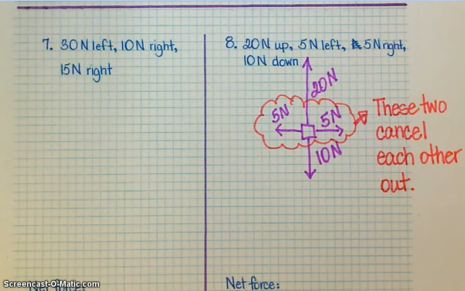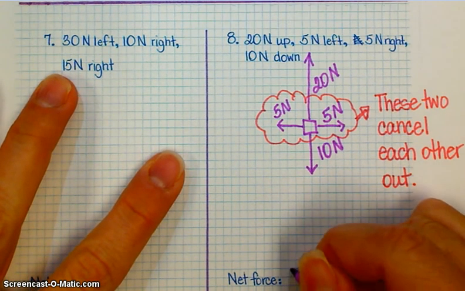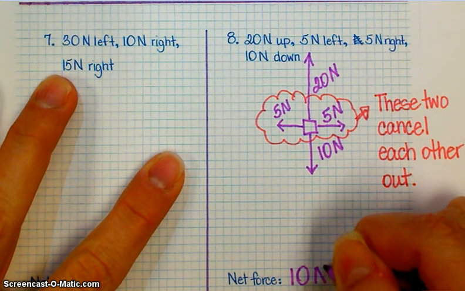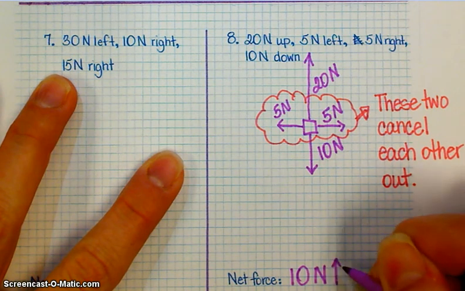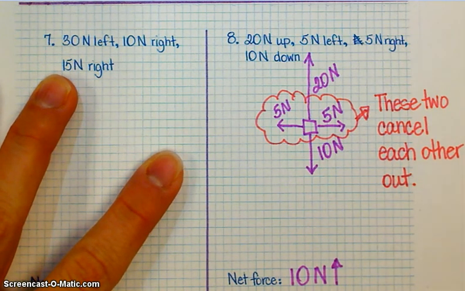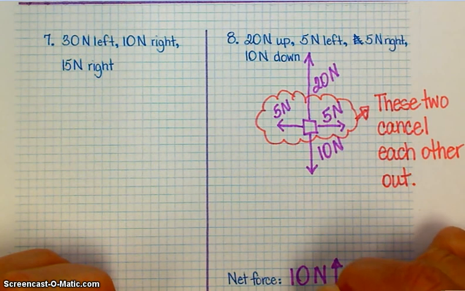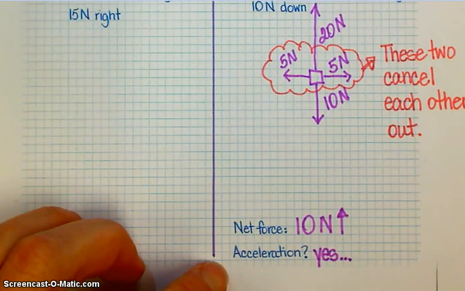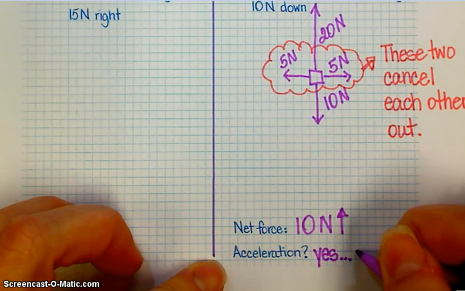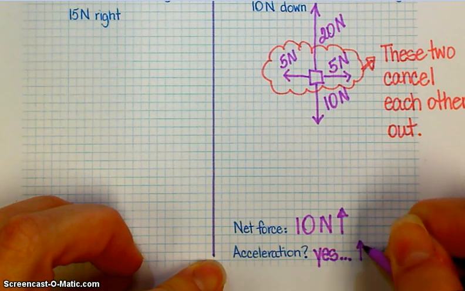So the net force is going to be 20 minus 10 because they're pointed in the opposite direction. So 20 minus 10 is a net force of 10 newtons. The larger force wins, so the net force is going to be directed up. Will acceleration happen? Yes, because there is a net force of something other than 0. And remember that acceleration is always in the direction of the net force, so this object will accelerate up.